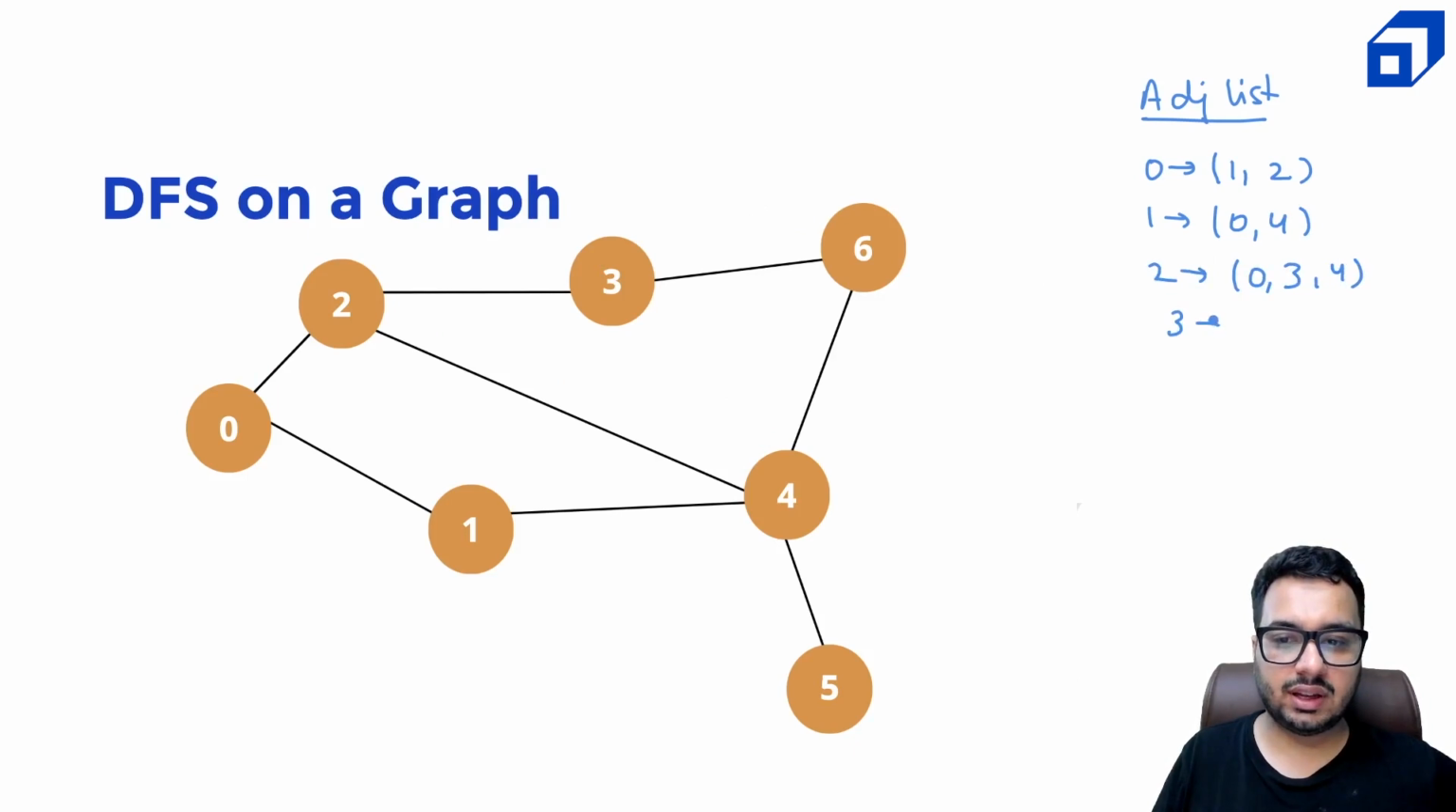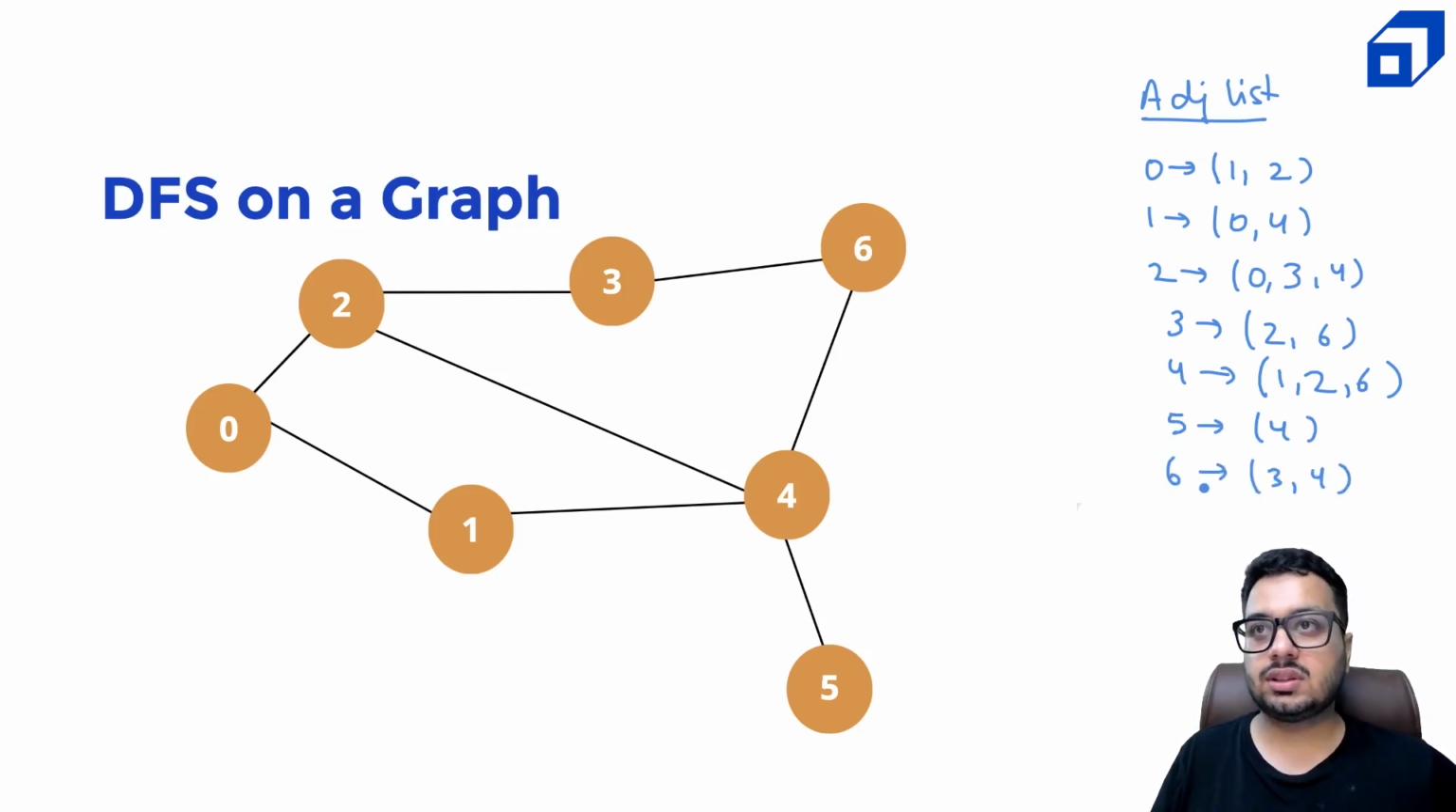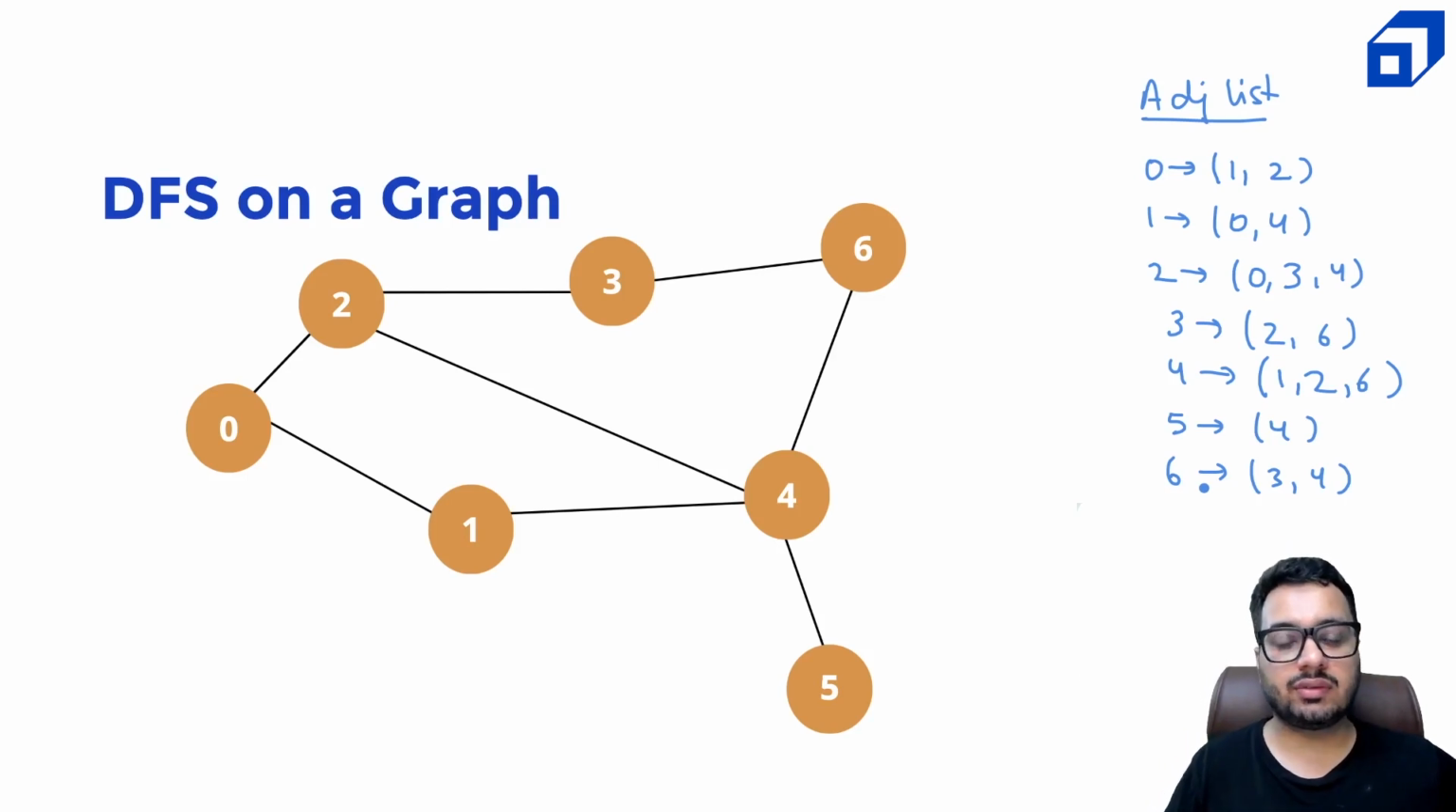With 3 we have the neighbors 2 and 6. With 4 we have the neighbors 1, 2 and 6. With 5 we have only one neighbor, that is 4. With 6 we have two neighbors, 3 and 4. So this is how the adjacency list of the graph will look.